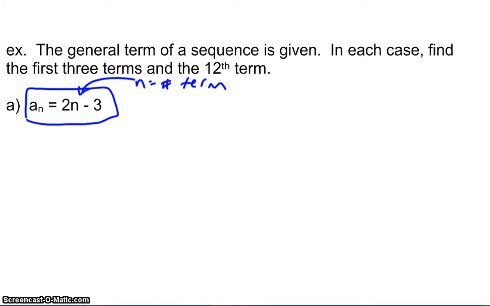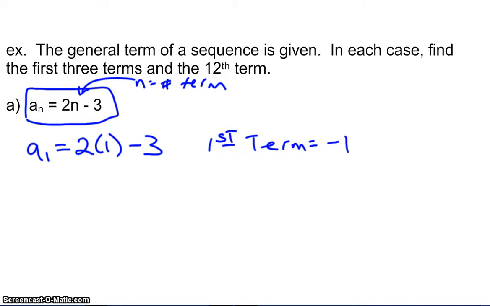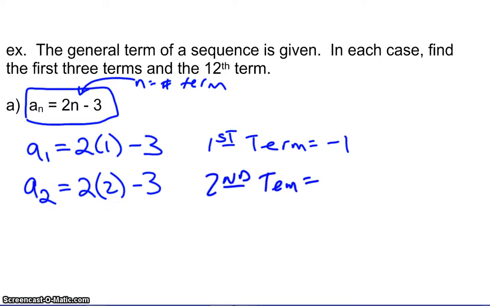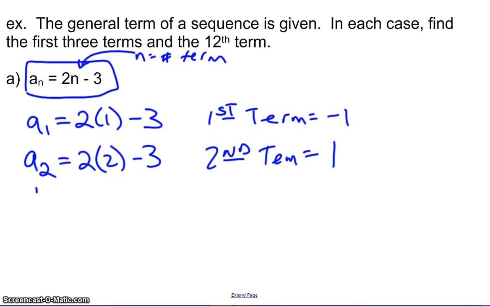So for finding the first term, we are just going to be able to plug in the number 1 for n and find out that our first term is equal to -1. And then we could do the same thing for plugging in the second term. We're going to plug in 2 for our n value and find out that our second term is equal to 1. We could do the same thing for the third term and the 12th term.